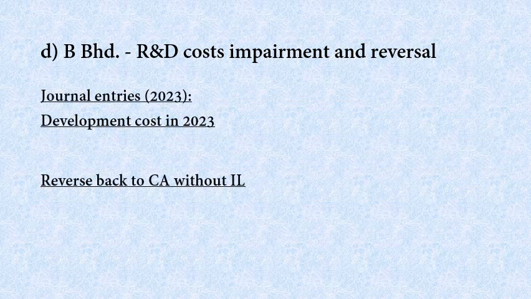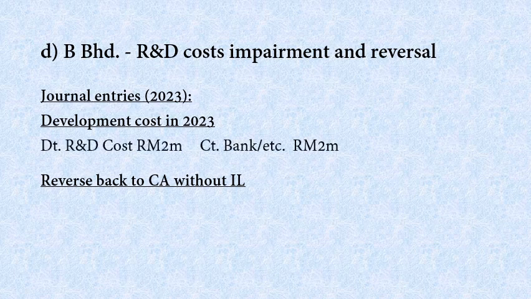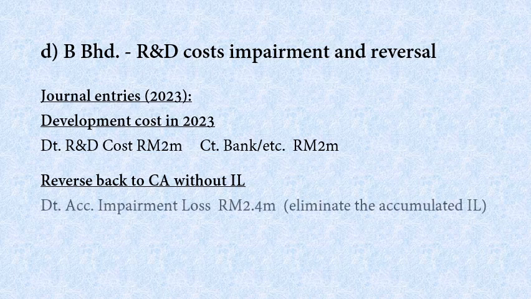Having done the analysis, we can now do the journal entries. For the year 2023, we have additional development cost of 2 million, so we debit research and development cost account 2 million and credit bank or any other relevant accounts 2 million. To reverse back to carrying amount without impairment loss, we will first need to eliminate the impairment loss, so we debit accumulated impairment loss account 2.4 million. This will bring our research and development cost back to its original amount of 5.4 million, plus additional 2 million in 2023, we will have accumulated amount of 7.4 million.